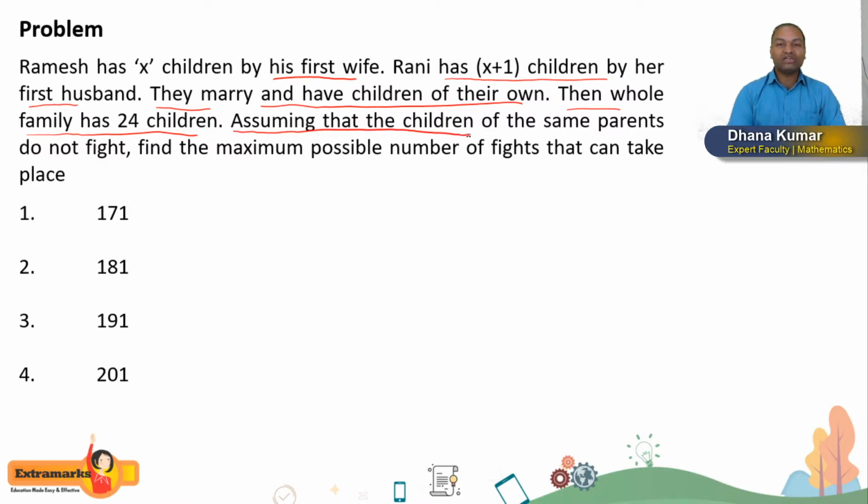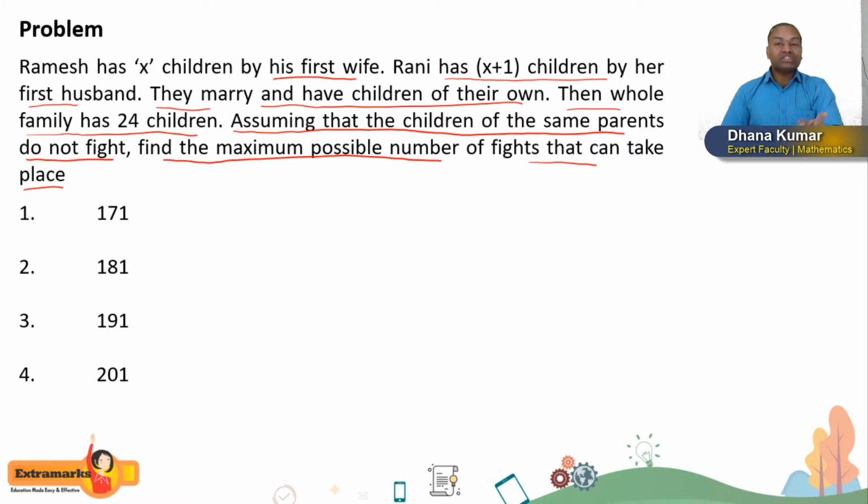Assuming that the children of the same parents do not fight, find the maximum possible number of fights that can take place. Question understood? Ramesh has x children by his first wife, and Rani has x plus 1 children by her first husband. After that they marry and have children of their own. Then the total family has how many children? 24, before and after this marriage. After marriage they have some children, but we don't know that number.